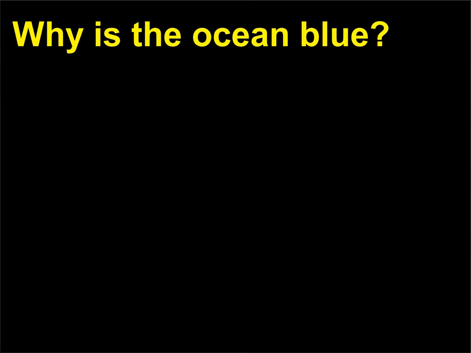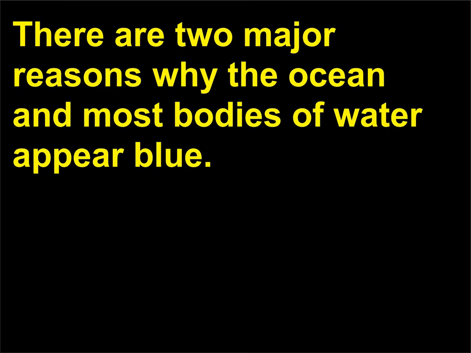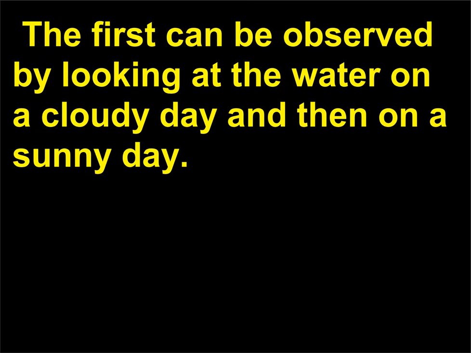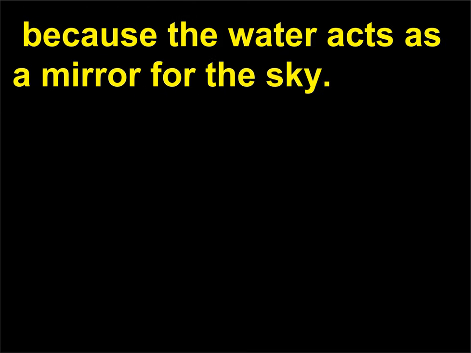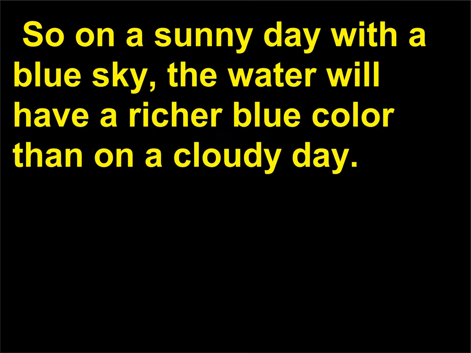Why is the ocean blue? There are two major reasons why the ocean and most bodies of water appear blue. The first can be observed by looking at the water on a cloudy day and then on a sunny day. There is a rather large difference in how blue the water appears to be on the two different days, because the water acts as a mirror for the sky. So on a sunny day with a blue sky, the water will have a richer blue color than on a cloudy day.